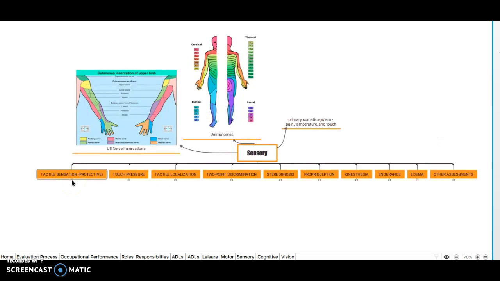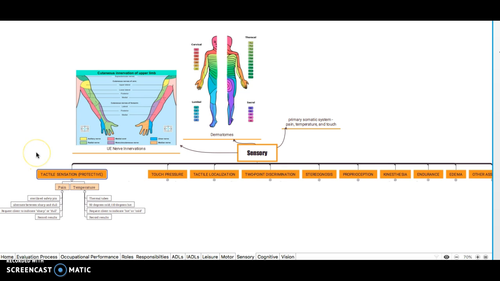All right, moving on to sensory. To assess tactile sensation, which are known as protective sensations, we can measure pain and temperature. We learned how to do each of these in Lohman's lab with a sharp dull to assess pain and with the thermal tubes to assess temperature.